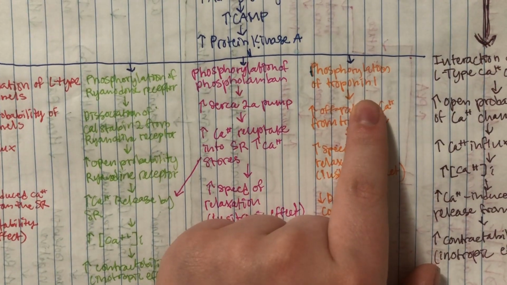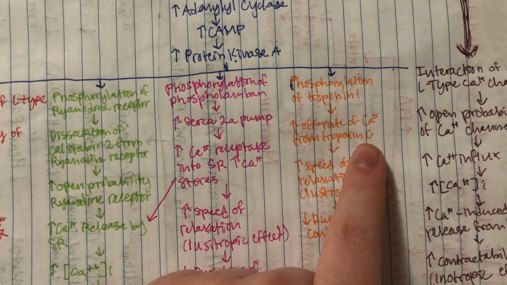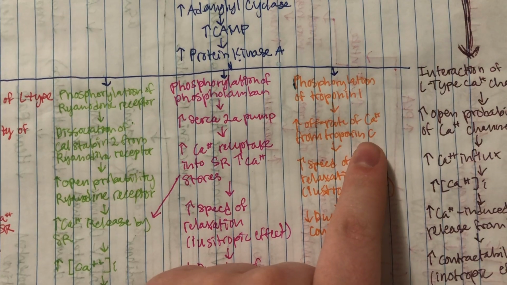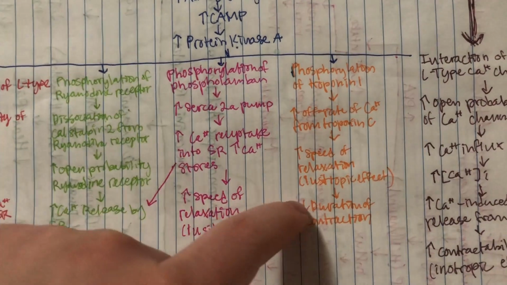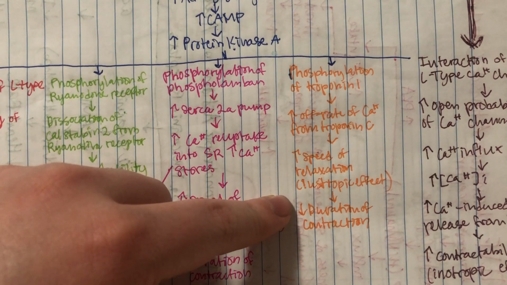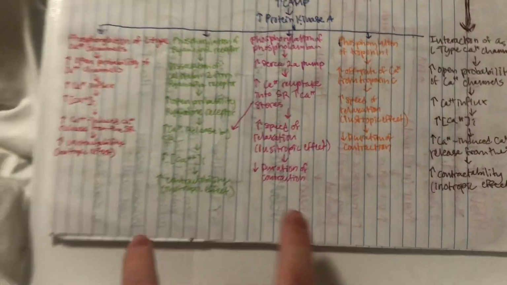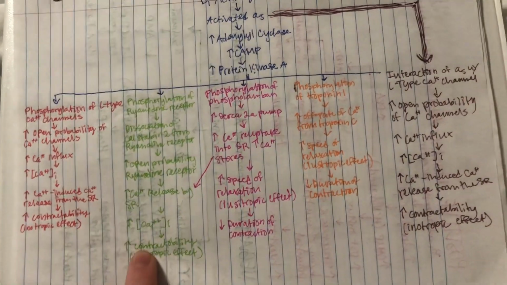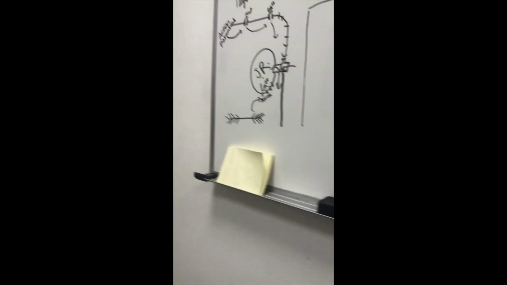Then you have phosphorylation of troponin I. And this increases the off rate of calcium from troponin C in our myosin head, that whole thing. And then this increases the speed of relaxation, which we just said was a lusitropic effect, decreasing the duration of contractibility. So we have increase, increase, increase, decrease, decrease. And we're back to the board.